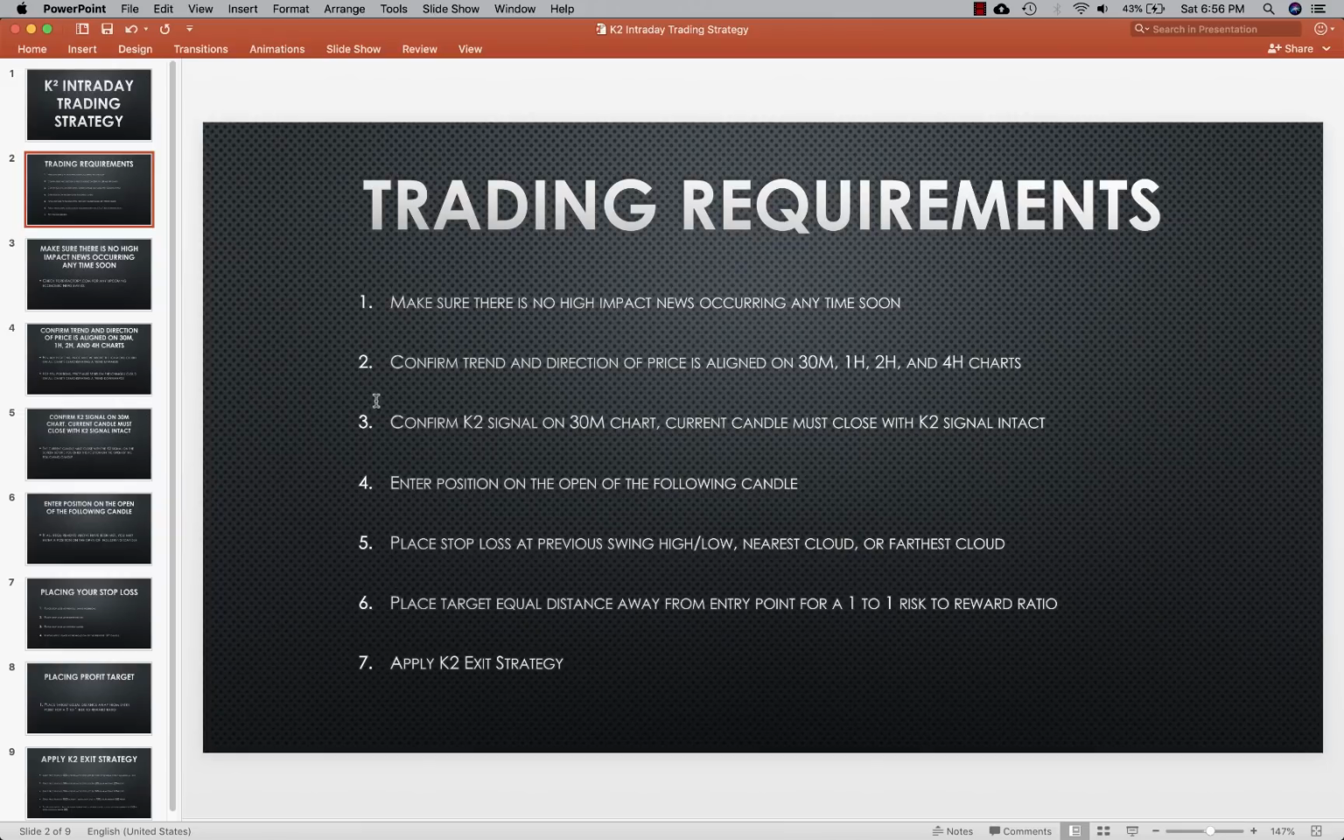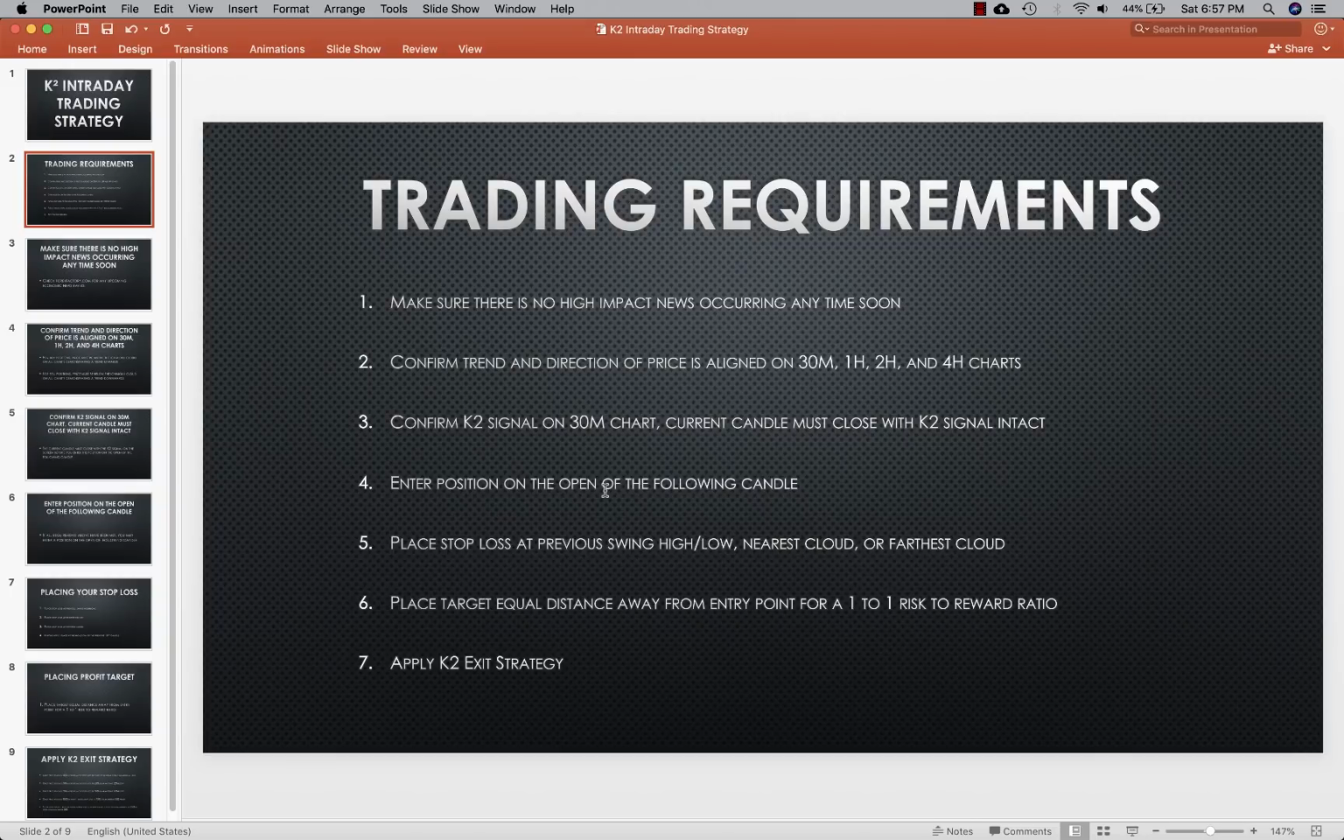Next, you'll confirm the K2 signal on the 30-minute chart. And you'll have to make sure that the current candle closes with the K2 signal intact. If all these three requirements are met, then you'll enter the position on the open of the following candle. And once you have your position in, you'll place the stop loss at the previous swing high or low, the nearest cloud, or the farthest cloud. And then after that, you'll place your target an equal distance away from the entry point. So you'll be in for a 1-to-1 risk-to-reward ratio.